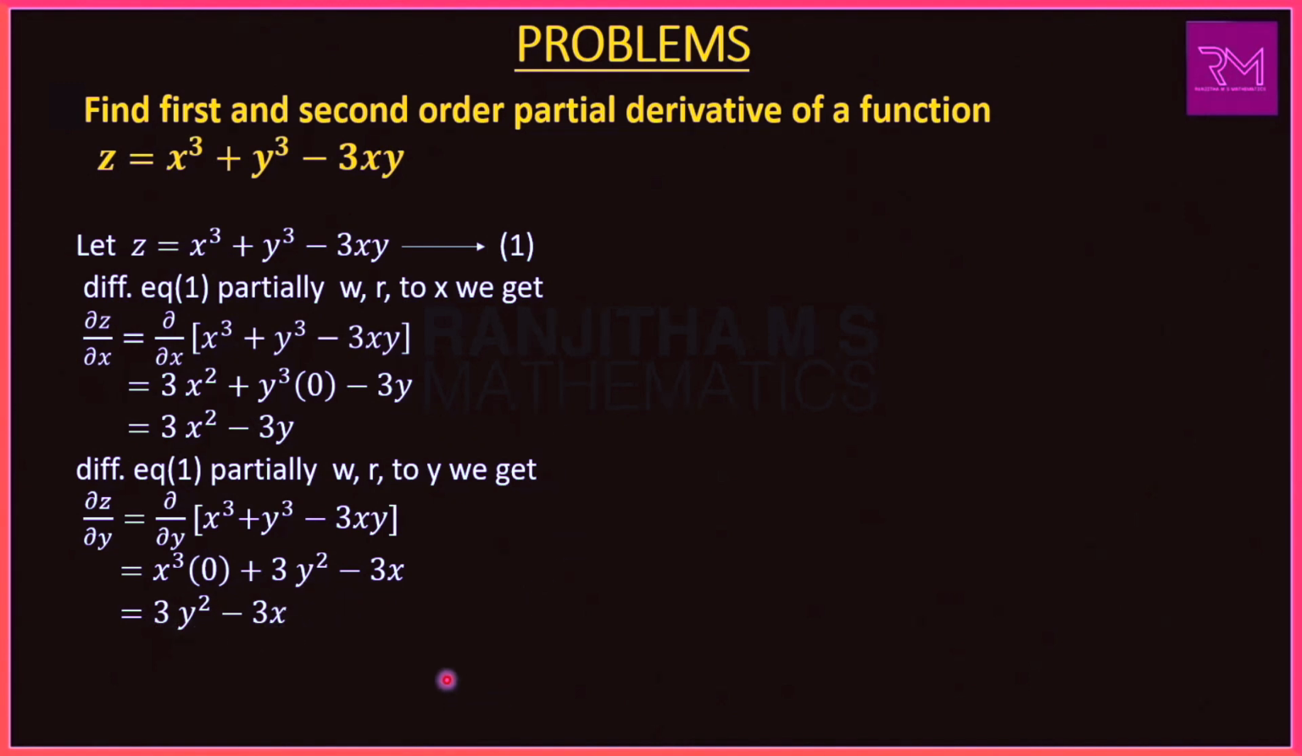Del z by del x and del z by del y are first order partial derivatives. Also we have to find the second order partial derivatives. For that, consider del square z by del x square, that is del by del x of del z by del x. We already know the value of del z by del x as 3x square minus 3y. Hence we have to find del by del x of 3x square minus 3y, which means we have to differentiate del z by del x value partially with respect to x. We get differentiation of 3x square is 6x, minus 3y is constant, take as it is, into differentiation of constant is 0. Hence we get 6x as del square z by del x square value.